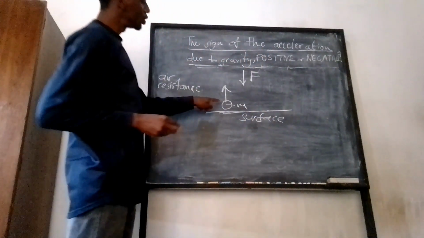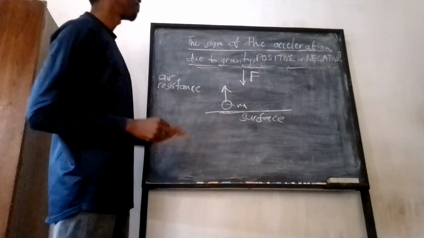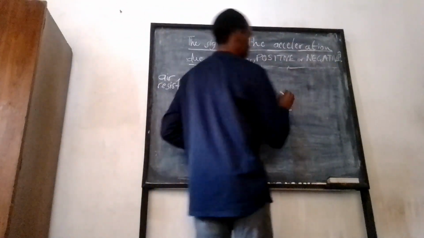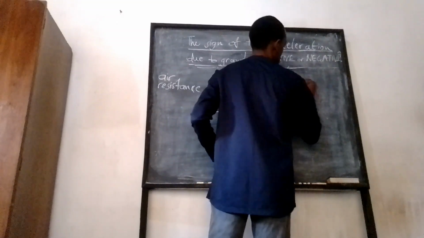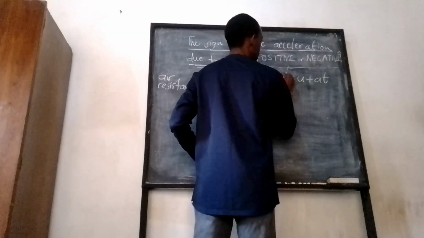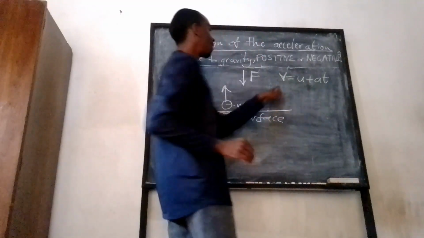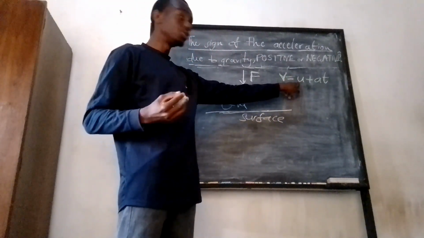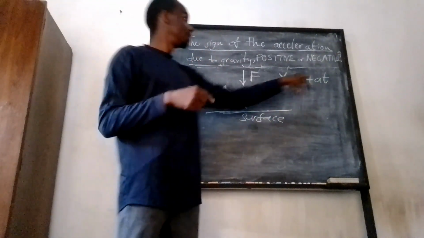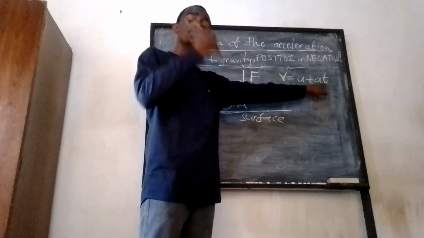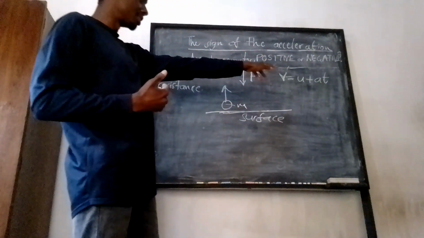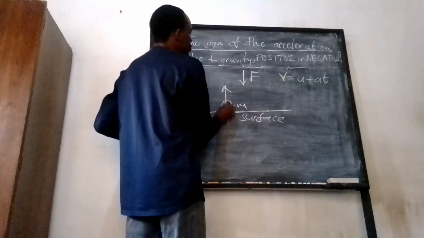Let's continue to work with our example of the mass M. Now we've thrown our body M up into the sky. Let's utilize this equation of motion: V equals U plus AT. That is, the final velocity is equal to the initial velocity plus the acceleration experienced by our mass times the time it experiences this acceleration.